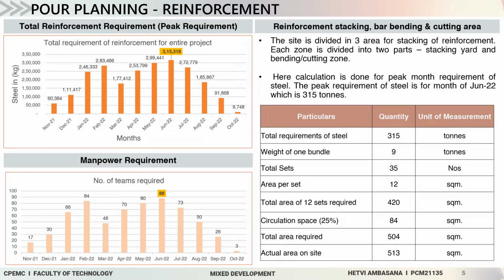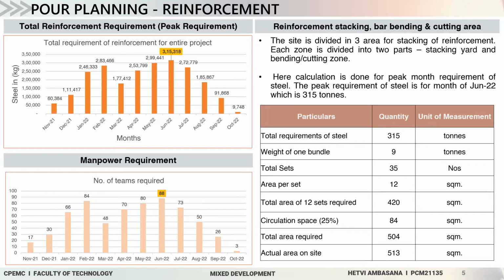Planning reinforcement. The project is divided into two pours for each floor. For pour planning, firstly, I have calculated the total reinforcement requirement for the entire project from the pour area and coefficient of steel. As you can see in the first chart, around 315 tons of steel will be required during the month of June, while 177 tons of steel will be required in the month of March due to major holidays like Holi and Dhuleti.